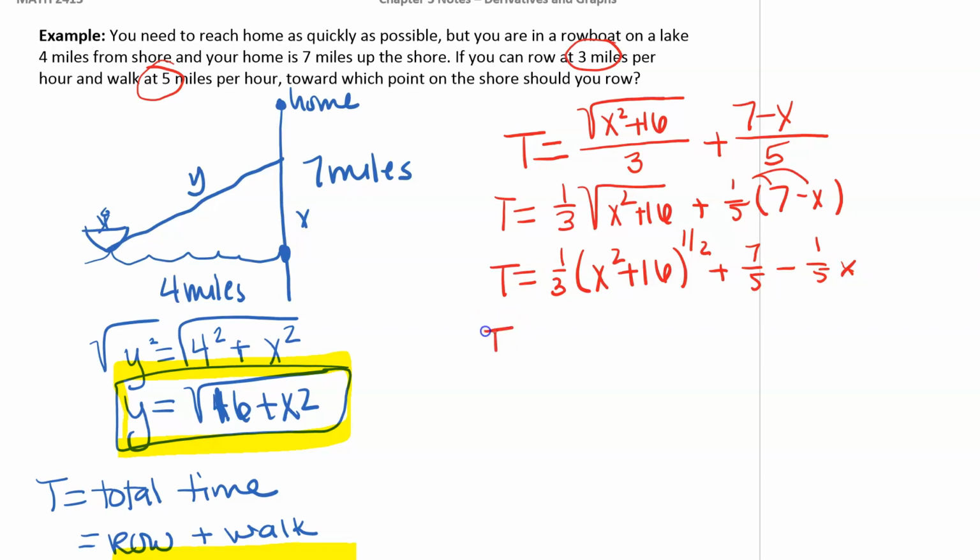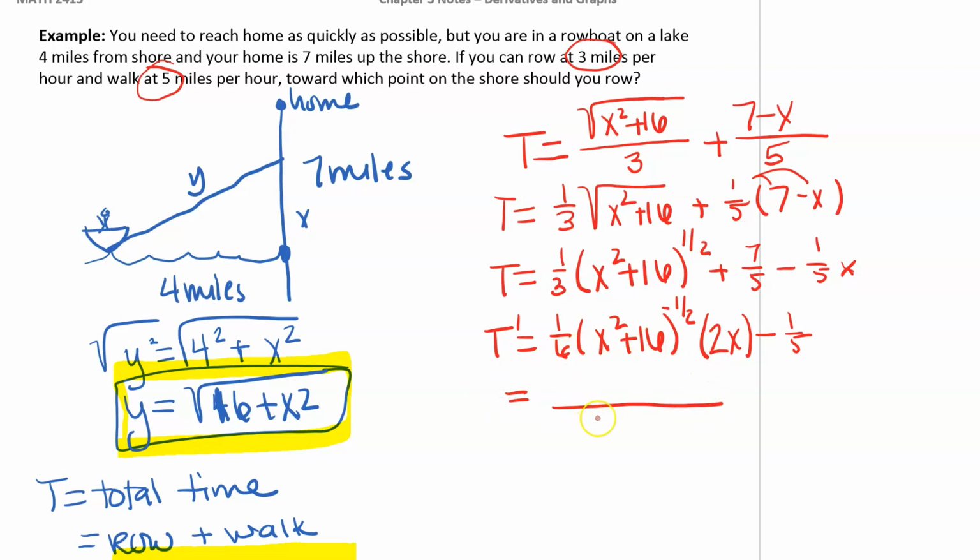And so now the derivative would be, bring that 1/2 down to give us a 1/6 times (x squared plus 16) to the negative 1/2 times the derivative of the inside, which is 2x. The derivative of 7/5 would go away, and so then it would be minus 1/5, the derivative of that negative 1/5 x. Let's clean that up. 2 over 6 would reduce to 3, x would stay on top, the square root's negative, and so we could put it on bottom.